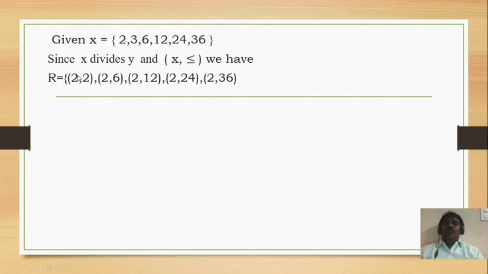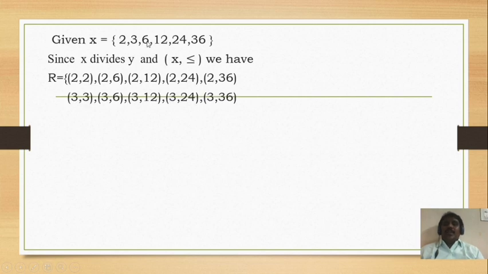So we get 2 comma 2, remainder 0. 2 3, no, the remainder will not be 0. 2 6, yes. 2 12, yes. 2 24, yes, we get remainder 0. 2 36, we get remainder 0. So I check whether x divides y or not, and since less than or equal to is also there, I take 2 2 also. That means 2 divides 2, 6, 12, 24 and 36.